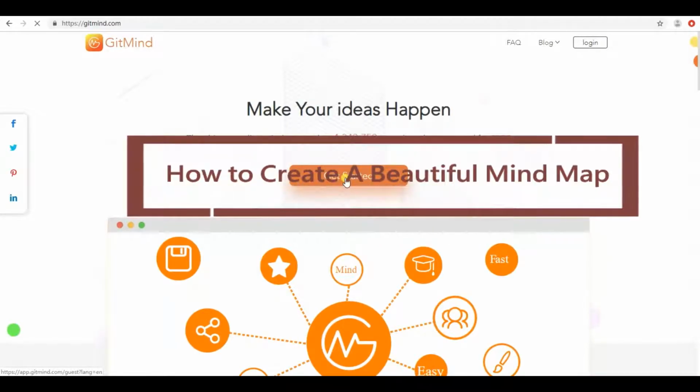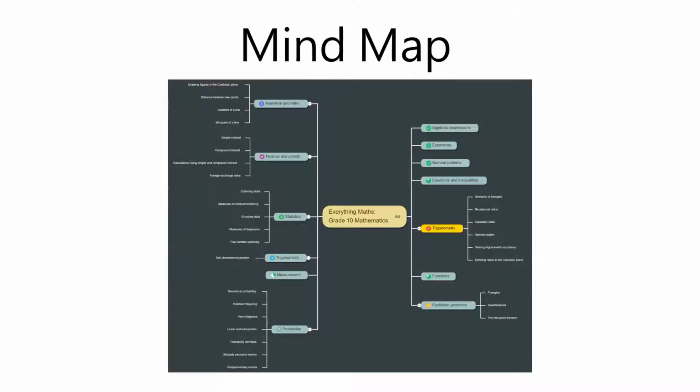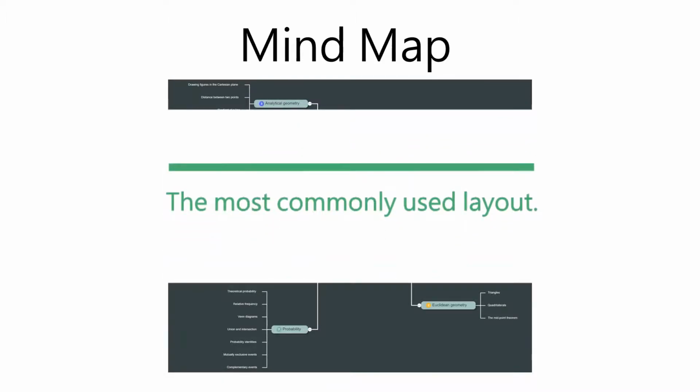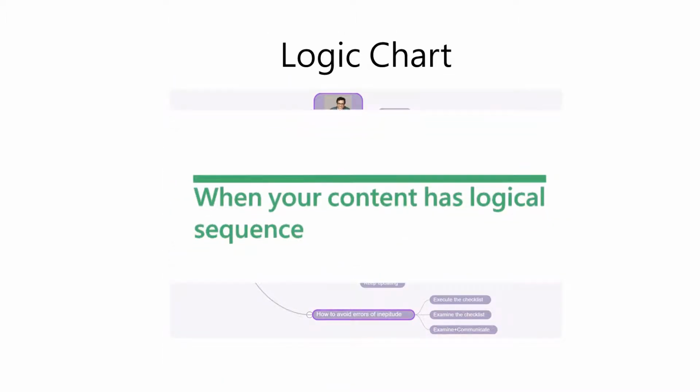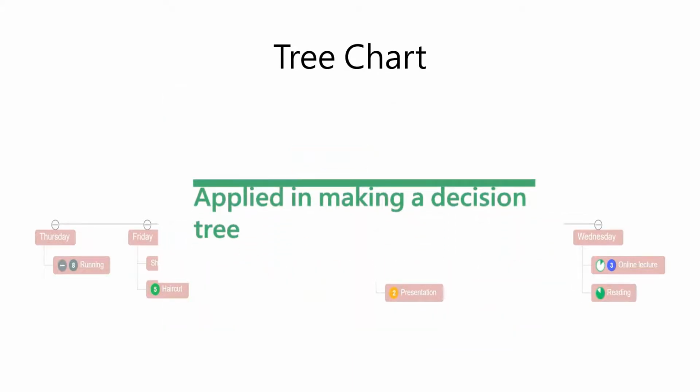Hello, today we are going to study some tips on how to create a beautiful mind map with GitMind. There are 4 types of layout for making a mind map: balanced map, logic chart, tree chart, and org chart. You can choose according to your cases.